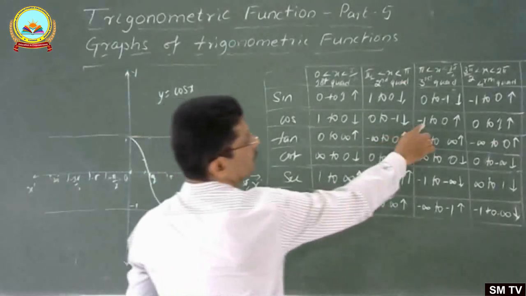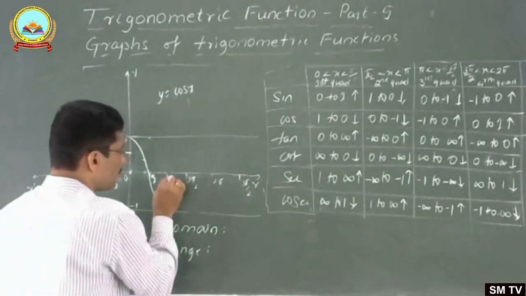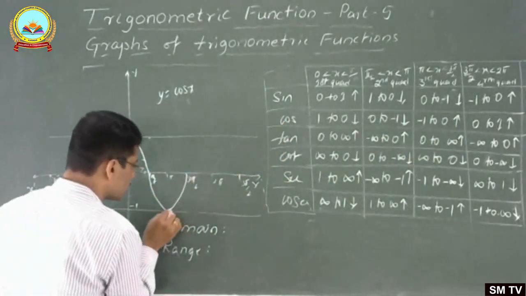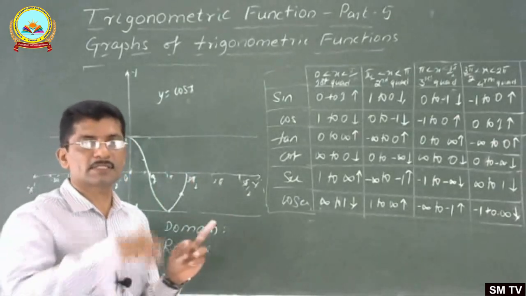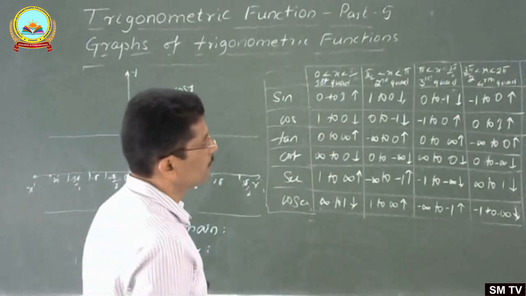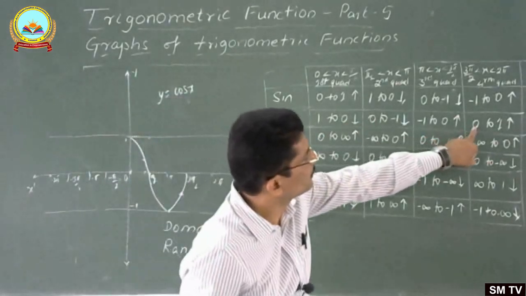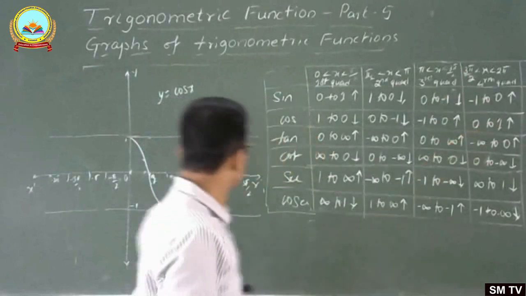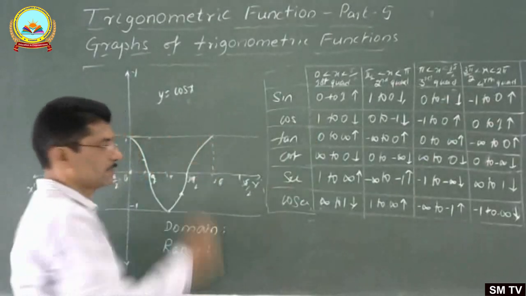And in the third quadrant, from minus 1 to 0, it is increasing. From pi to 3 pi by 2 it is increasing. Here 3 pi by 2 is also a point of inflection. The curve changes its nature, from convex to concave, concave to convex. In the fourth quadrant, 3 pi by 2 to 2 pi, from 0 to 1, the graph goes like this. This is one cycle.